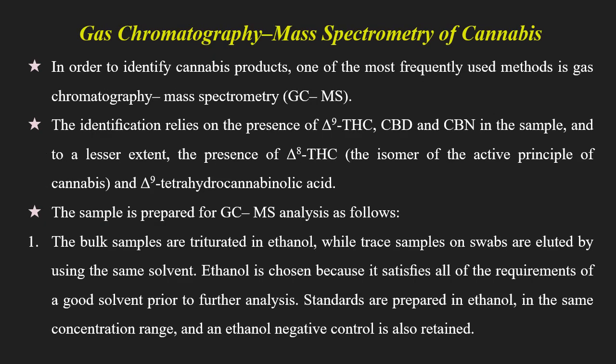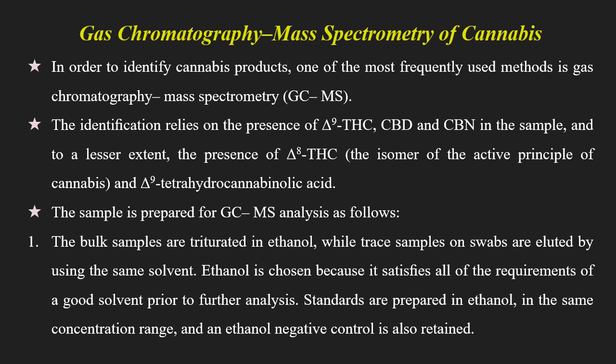Once the cannabinoids are identified in TLC, they can be further confirmed by using the gas chromatography mass spectrometry technique. In order to identify cannabis products, one of the most frequently used methods is GCMS, and the identification relies on the presence of delta 9 THC, CBD, and CBN in the sample, and to a lesser extent, the presence of delta 8 THC, which is the isomer of the active principle of cannabis, and delta 9 tetrahydrocannabinolic acid.